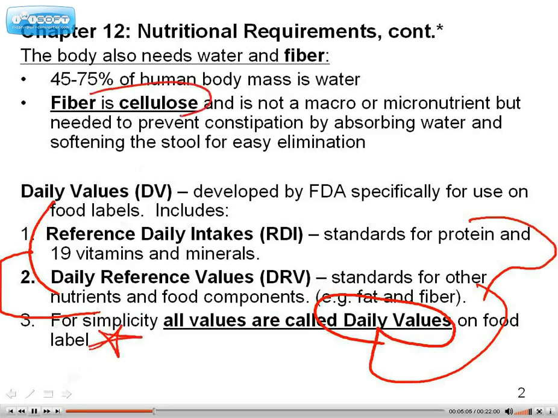Know all of these definitions. Know that fiber is cellulose. Know what it's used for. And know macro versus micro. Okay, so let's go on to the next one.